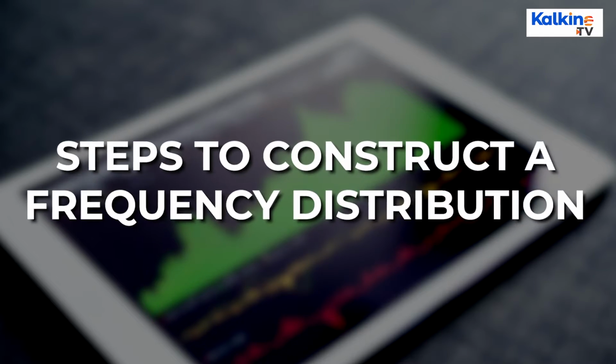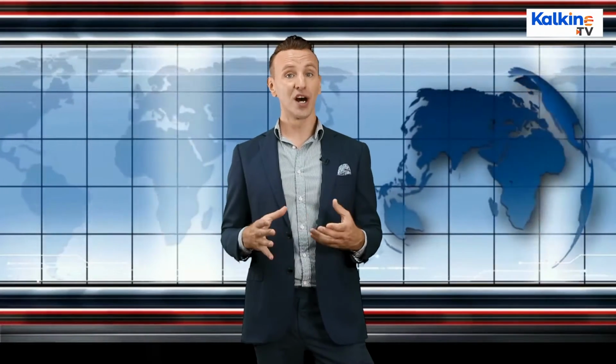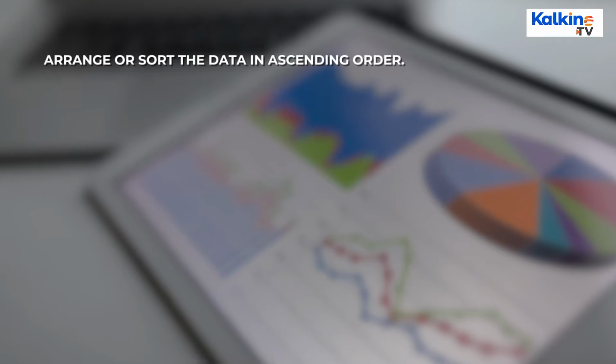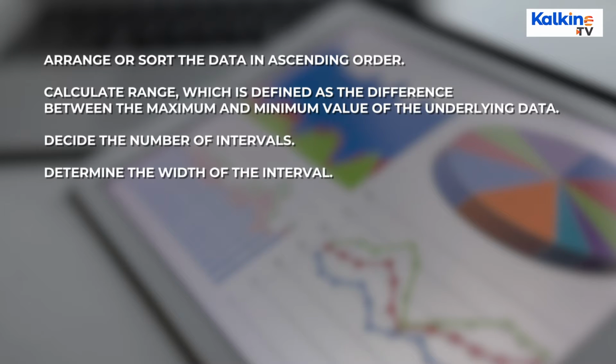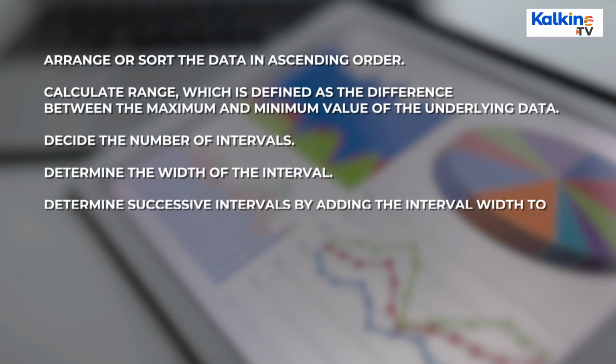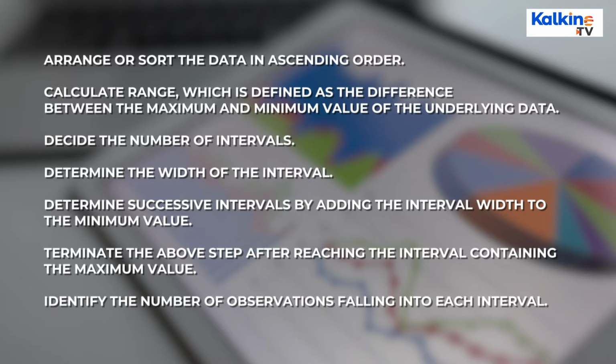Steps to construct a frequency distribution. As a tool to summarize a vast amount of data, frequency distribution follows some basic steps, which are: arrange or sort the data in ascending order; calculate range, which is defined as the difference between the maximum and minimum value of the underlying data; decide the number of intervals; determine the width of the interval; determine successive intervals by adding the interval width to the minimum value; terminate the above step after reaching the interval containing the maximum value; identify the number of observations falling into each interval.